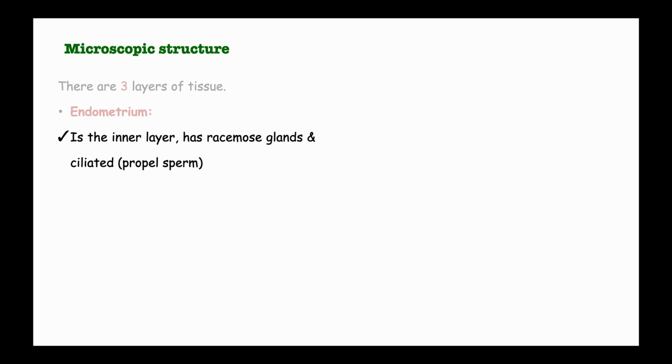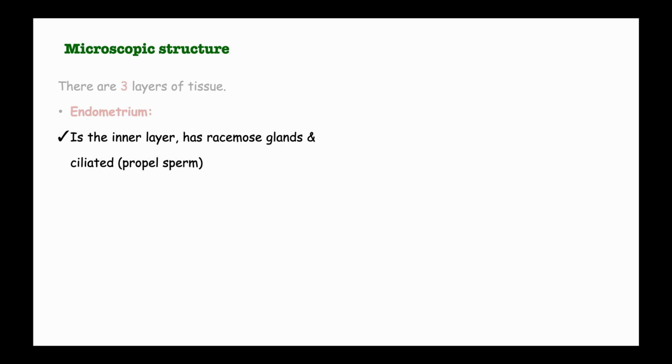Now, let's quickly look at the microscopic structure of the cervix. Microscopically, what do we find? There are three main layers of tissues that we find in the cervix. The first one being the endometrium. And this endometrium is the innermost layer of the cervix, and it contains many racemose glands, some of which are ciliated in nature, and so it facilitates the passage of the spermatozoa.